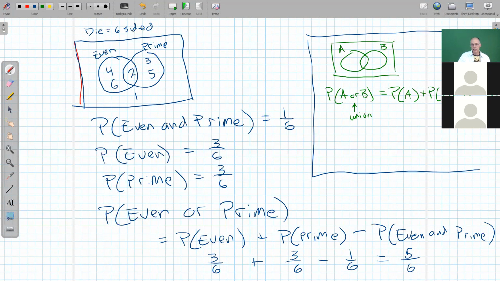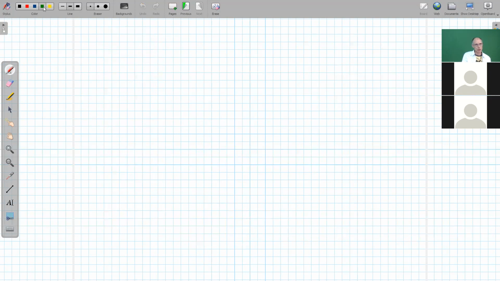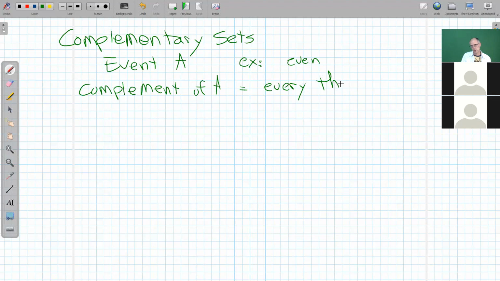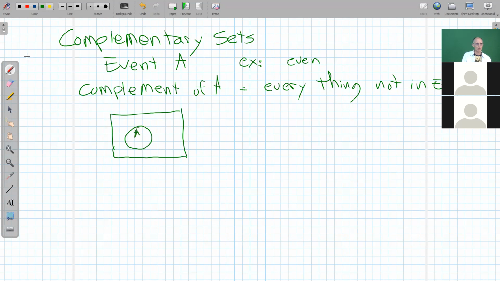Other things that are important related to set theory and probability: a complementary set. So we might have some events, and I'm just going to call it A. It could be, for example, even. Then there's the complement of A, which is everything that's not in event A. Right, so not even. Venn diagram wise, if this is event A in here, then the complement of A lives outside of there. Maybe use a different color for that.